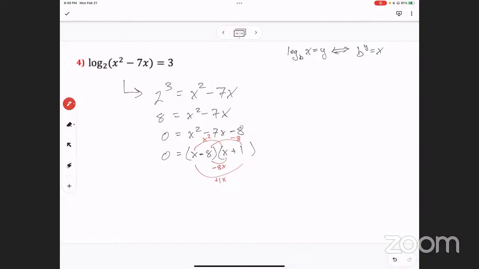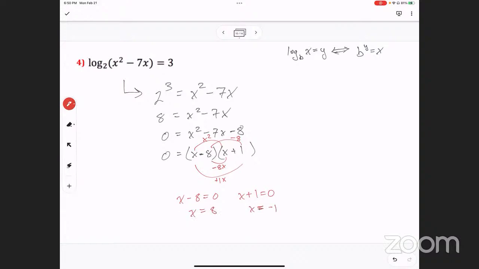Well, now I can use the zero product property, which says if something times something else equals 0, either this has to be 0 or that has to be 0. That's the only way to get that to equal 0. In fact, it will always equal 0 if one of those two factors equals 0. This product is going to equal 0 if and only if one of these two equals 0. So this is x equals 8, and this is x equals -1.